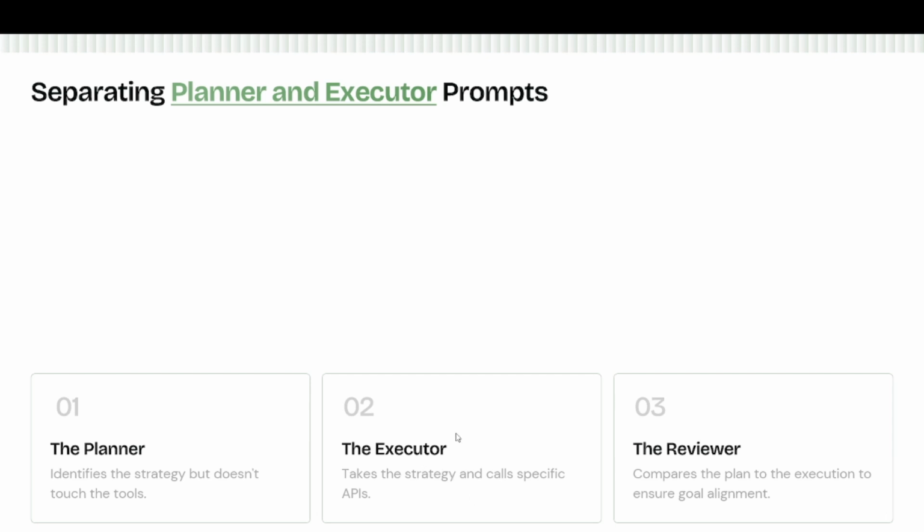When the task is executed, it sends the output of the task to the reviewer agent. The reviewer agent will now compare the plan to the execution. The reviewer agent will get the strategy, the plan, and the process from the planner, and then compare it with the output of the executor, to see whether it is actually accurate or meeting the goal of the business. So the reviewer compares the plan to the execution to ensure goal alignment.